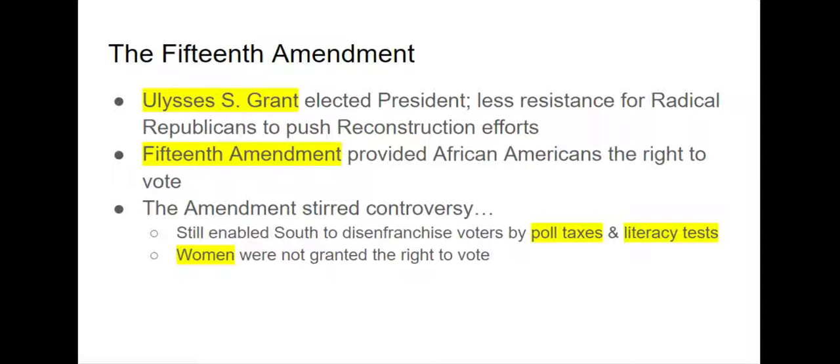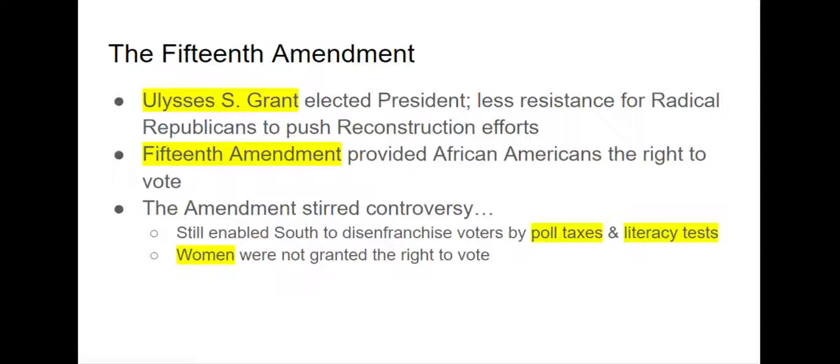All right, the 15th Amendment. Ulysses S. Grant was elected president, and that means there was less resistance for the radical Republicans to push their Reconstruction efforts. They wouldn't have Andrew Johnson stepping in their way. The 15th Amendment provided African Americans the right to vote.